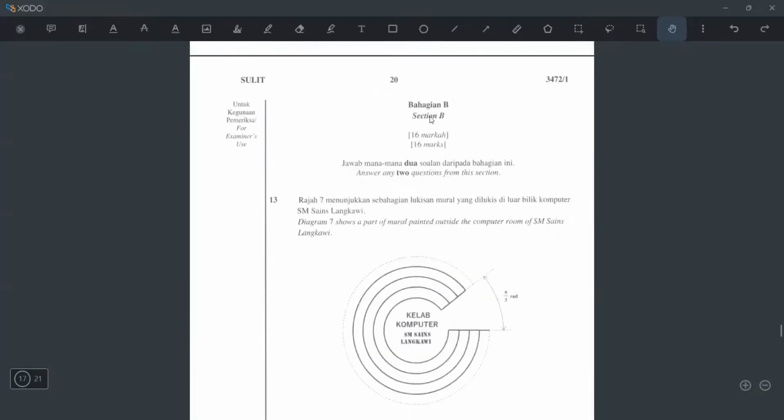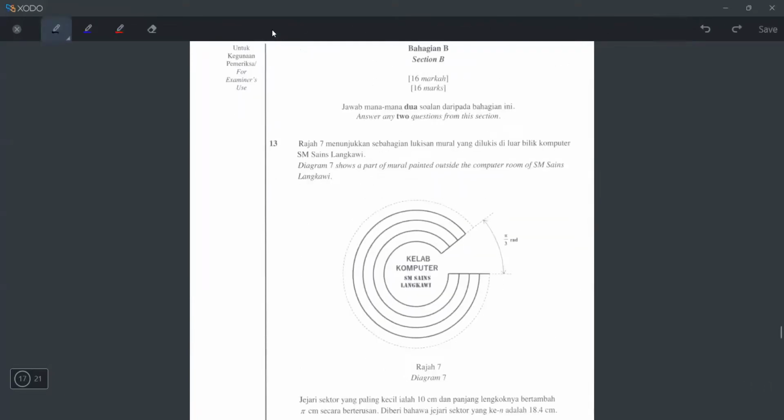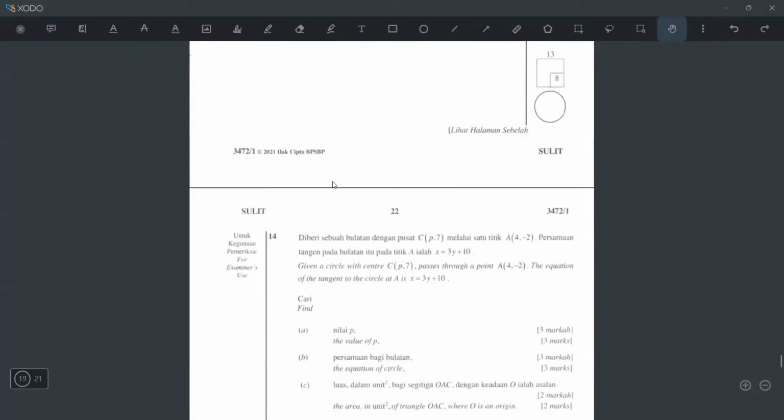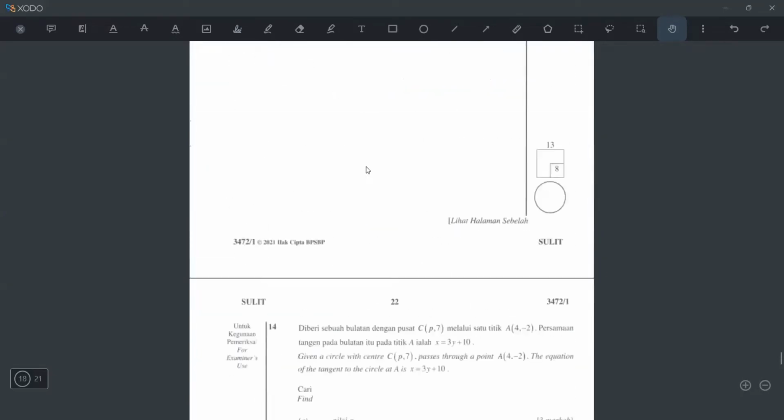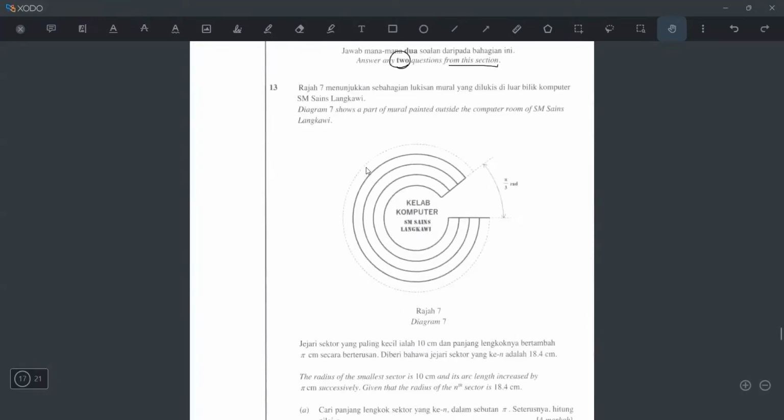Okay, number 13 is section B. In paper 1, section B, you will only answer 2 questions from this section, but they will give you 3, I believe. Okay, 13, 14, and 15. And you only choose how many? You only choose 2 questions from this section. Okay, means you can choose.